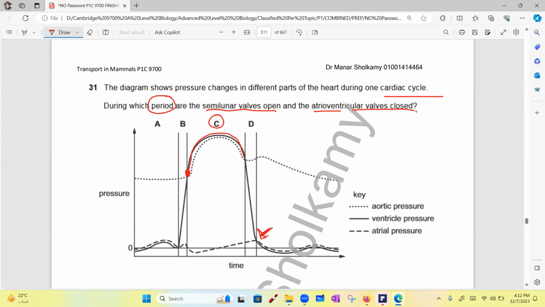So please memorize this graph. This graph is very frequent. Either they will get you the atrial systole and the ventricular systole and the diastole, which is the whole graph most of the time, or they can get you only the ventricular systole. In all cases, you have to know what happens at every stage in the cardiac cycle. At this point, the atrioventricular valve will close.